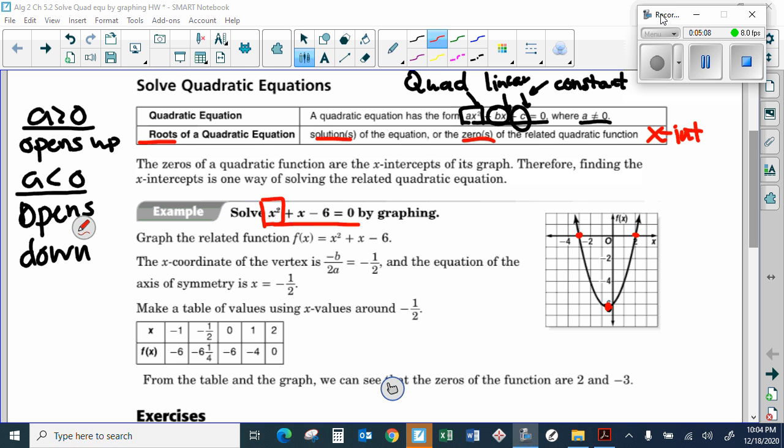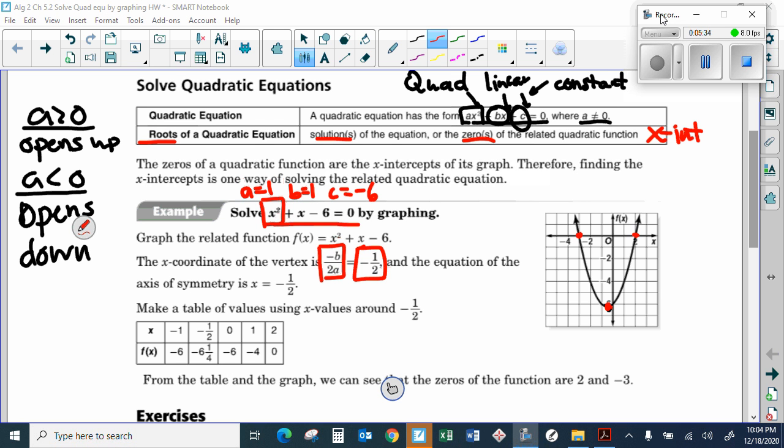Now, the x coordinate of the vertex, remember this is the vertex right here. The x coordinate is always solved by doing negative b over 2a. Remember, a here is 1, b is 1, and c is negative 6. So negative b puts it at negative 1 over 2 times 1 is 2. So negative 1/2 is the x coordinate of the vertex.